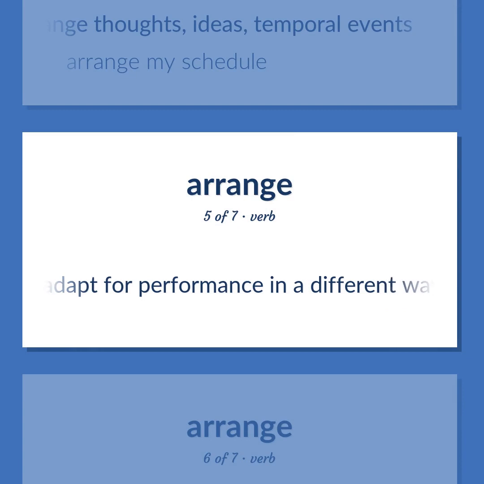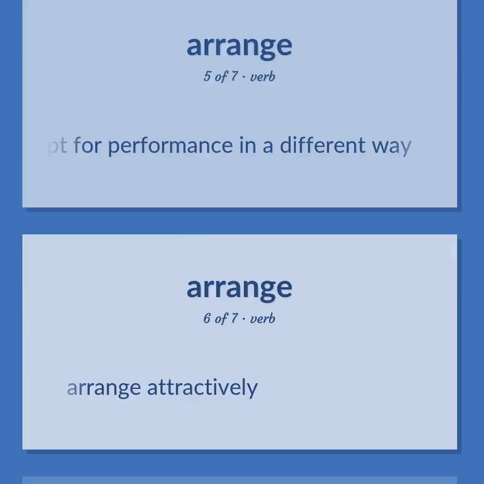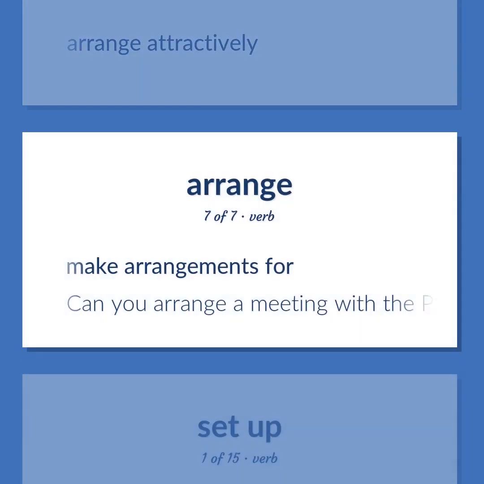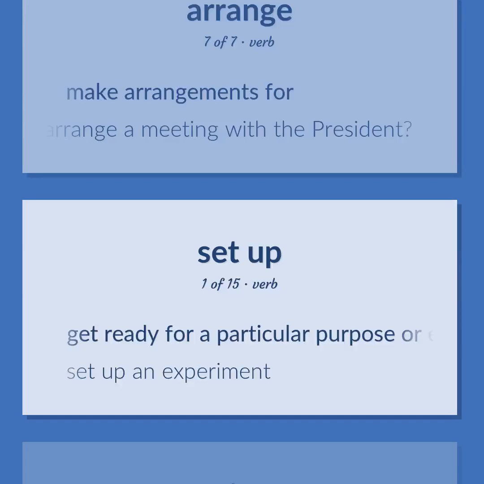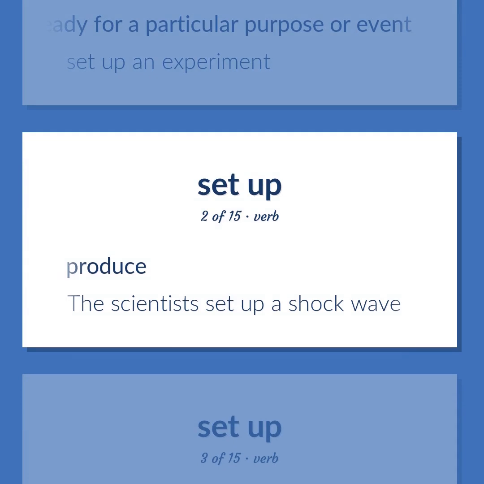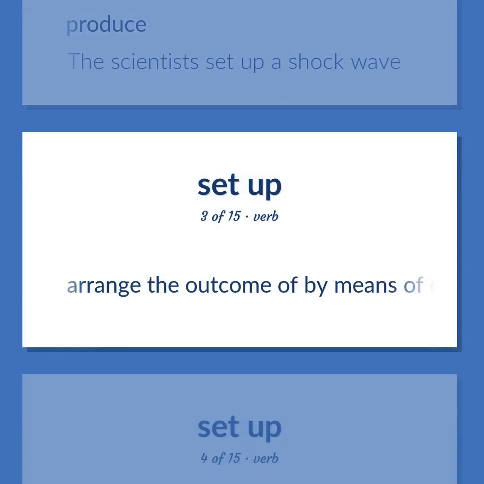Adapt for performance in a different way. Arrange attractively. Make arrangements for. Can you arrange a meeting with the president? Get ready for a particular purpose or event. Set up an experiment. Produce. The scientists set up a shock wave. Arrange the outcome of by means of deceit.